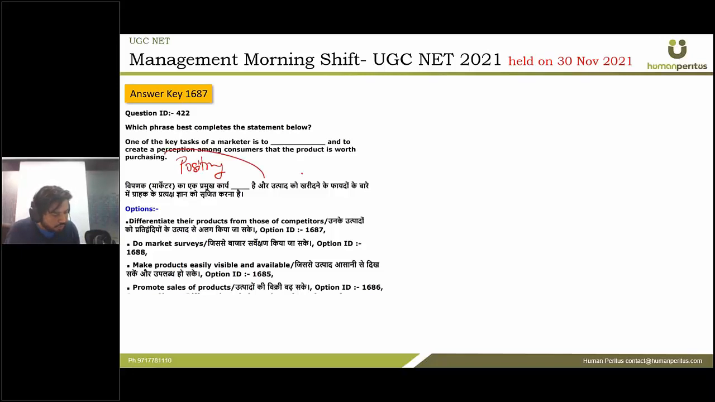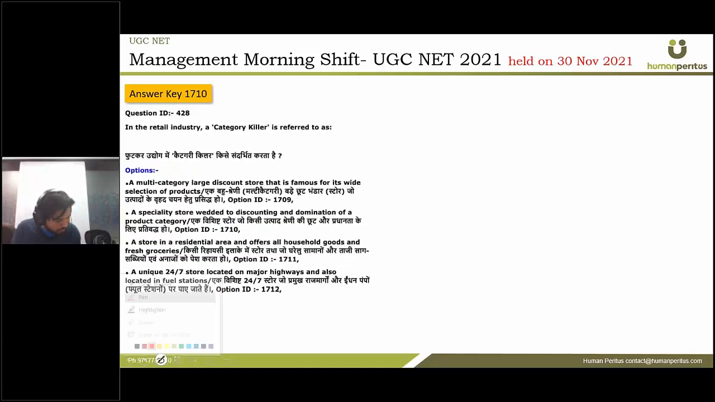If you see option A, it says differentiating your product from those of our competitors. So when we communicate the similarities and the differentiation of your product from the rest of the products, therefore the correct answer is option A. Moving forward to the next question.